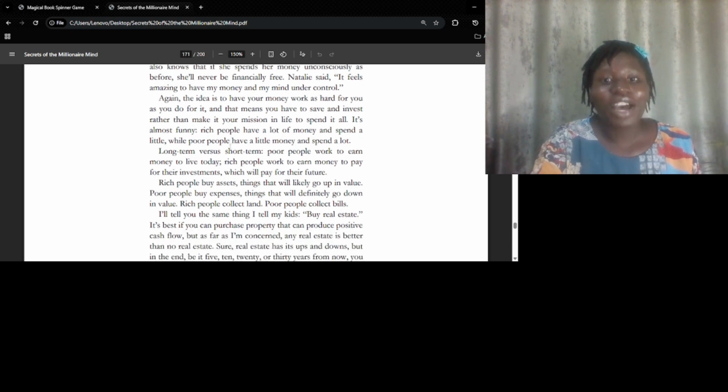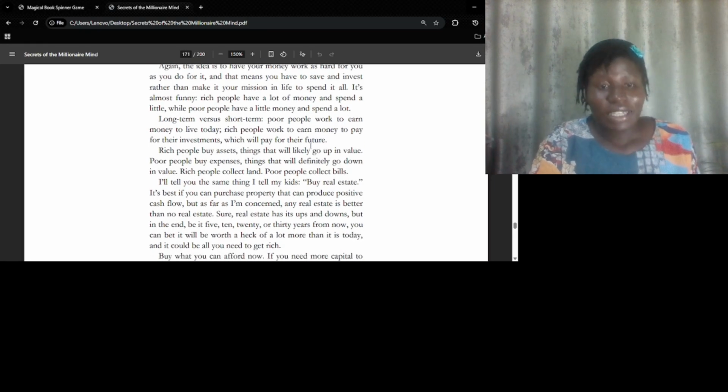And that means you have to save and invest rather than make it your mission in life to spend it all. It's almost funny. Rich people have a lot of money and spend a little, while poor people have little money and spend a lot. Wow. Sorry. Long term versus short term.